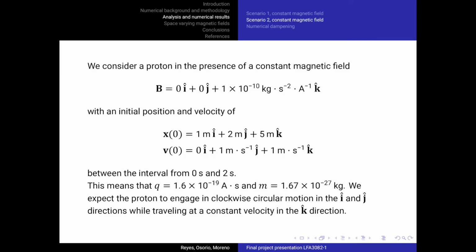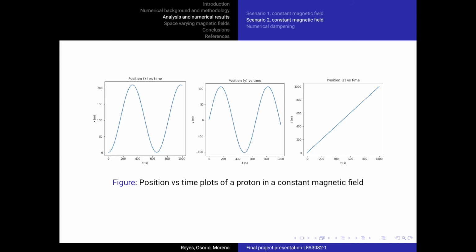In the second case, we consider a proton in the same conditions as the electron from scenario 1. Now the charge is positive 1.6 times 10 to the negative 19 coulombs, and the mass is 1.67 times 10 to the negative 27 kilograms, much more massive than the electron. We expect the proton to engage in clockwise as opposed to counterclockwise circular motion in the i and j directions while traveling at a constant velocity in the k direction. For the plots, we will only note the differences between this scenario and scenario 1.